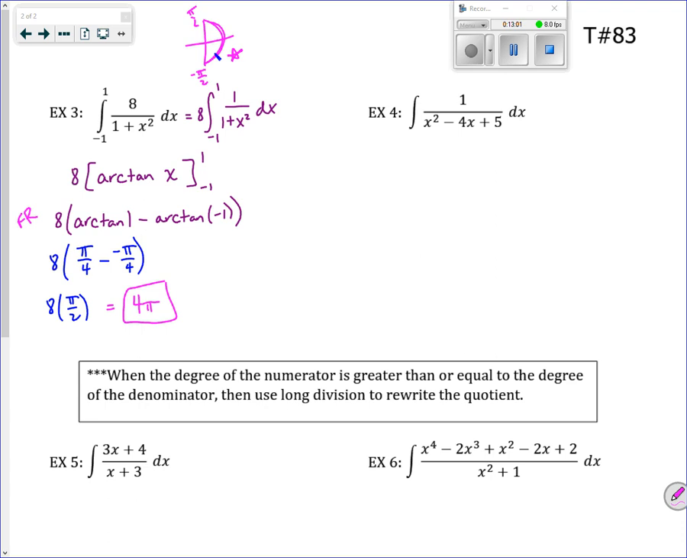All right, let's look at example 4. You look at example 4 and you think, all right, I see a fraction, so maybe it's an ln. Can you see quickly that it is not an ln? Why? Because the derivative of this would be 2x minus 4. It has an x in it, which you do not have, so it can't be that. So you're like, I'm kind of out of things to do.